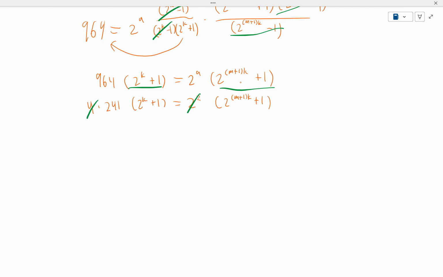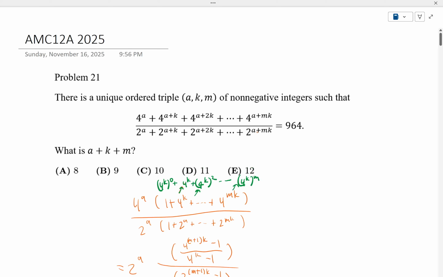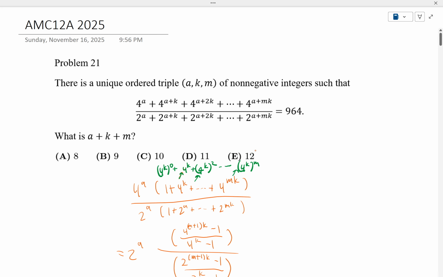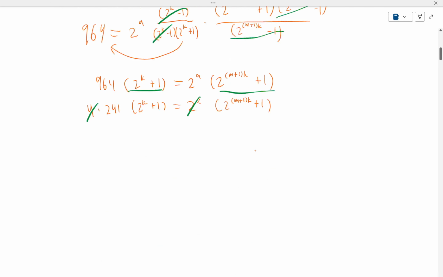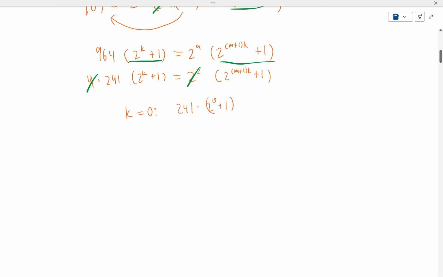Now, there isn't really anything better to do here other than testing values of k. Each value of k you test, it's only going to take like 15 seconds. So it's not too time consuming. And based on the answer choices, clearly you don't have to test values of k that are too high. So it's feasible. So you can test k equals 0, 241 times 2 to the 0 plus 1 is not 1 more than a power of 2, right?